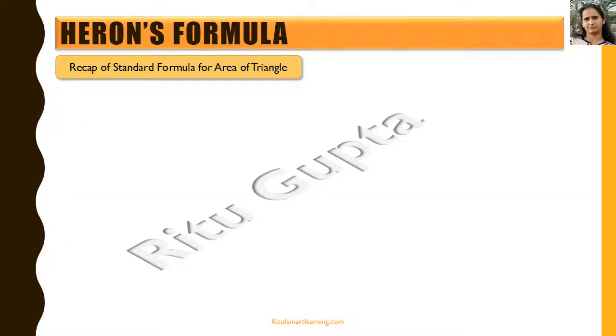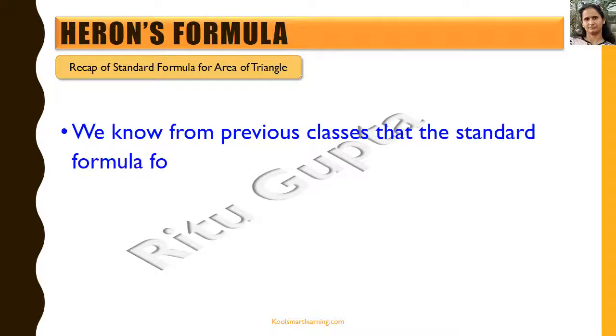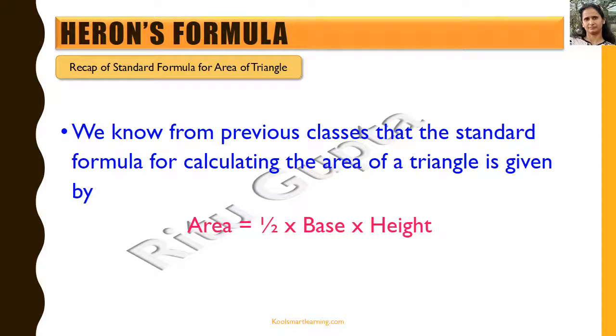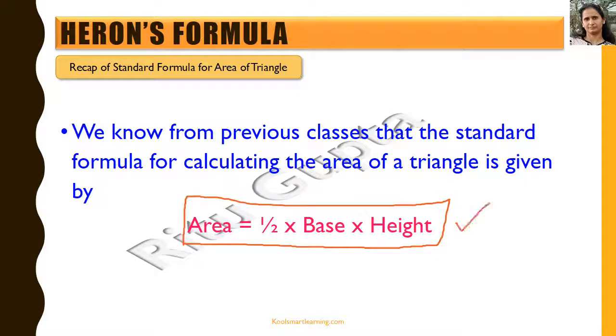So let's first take a recap of the standard formula for finding the area of a triangle. Now we know from previous classes that the standard formula is area is equal to half into base into height. This is the standard formula that we've been using for finding the area of a triangle.